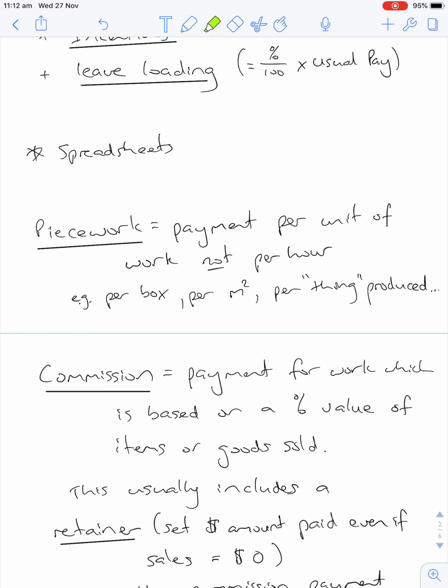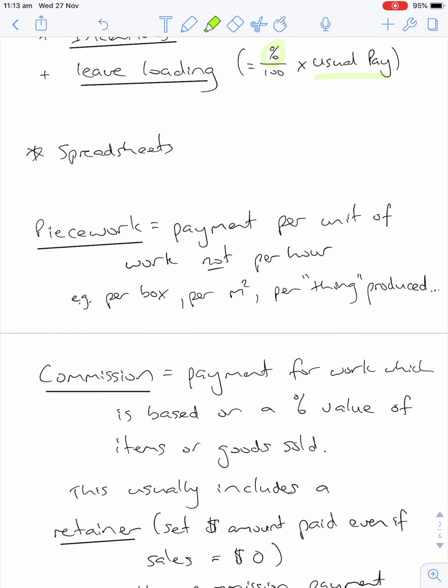It kind of compensates for the fact that you won't get overtime while you're on leave. So if you normally work a lot of overtime and a lot of your income comes from that, the leave loading kind of compensates for that a little bit. Now, for leave loading questions, you need to read the questions very carefully. If the question asks you to calculate the loading itself, then what you're going to do is get the percentage, divide it by 100 to turn it into a decimal, and then times it by your usual pay.